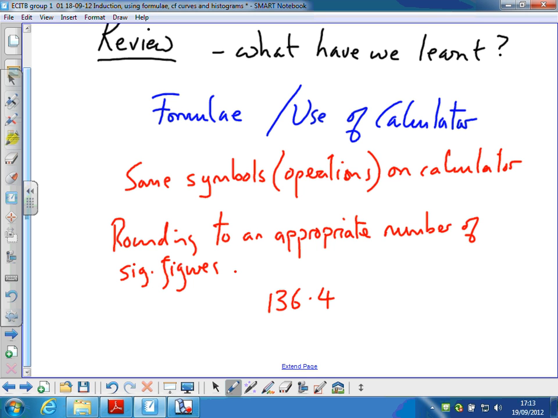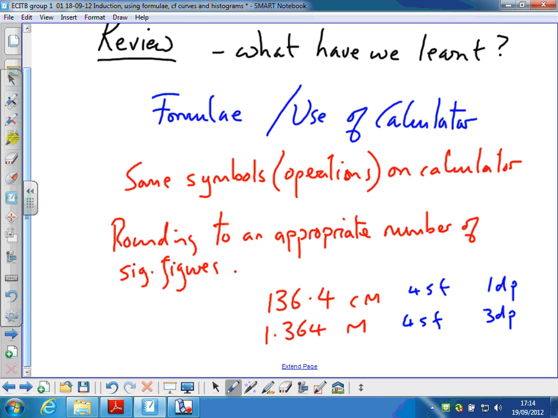136.4 centimeters, 1.364 meters. How many significant figures? How many decimal places? So in other words, the position of the decimal point just depends on the unit. It's really got nothing much to do with the accuracy. It's the significant figures that give us the accuracy.